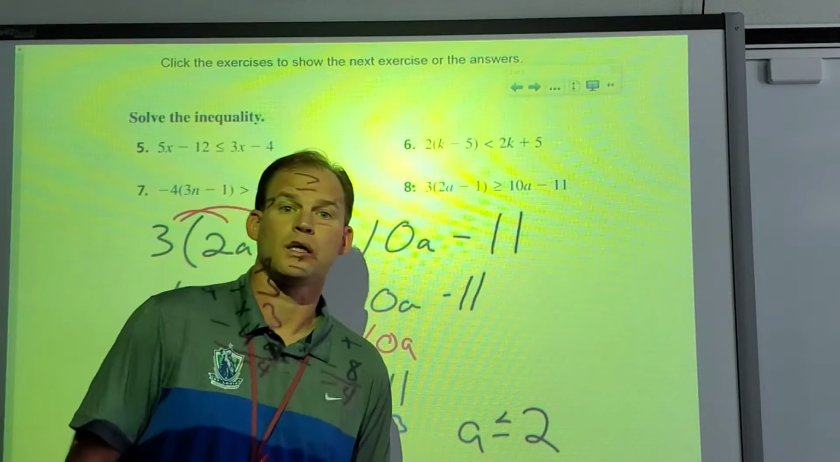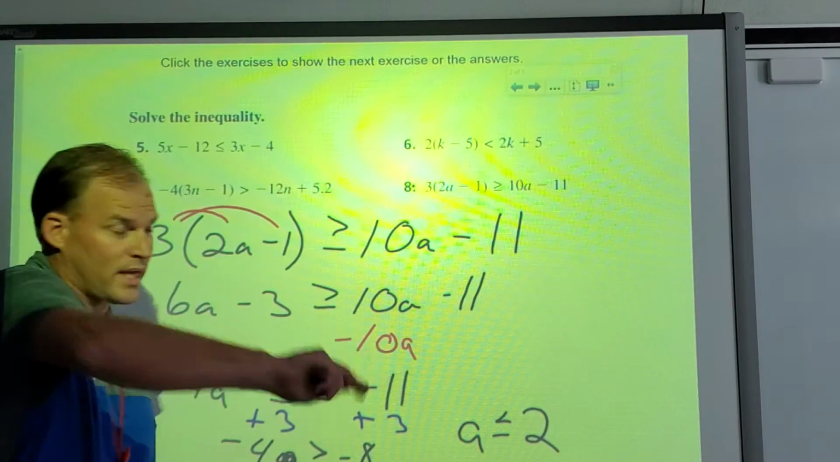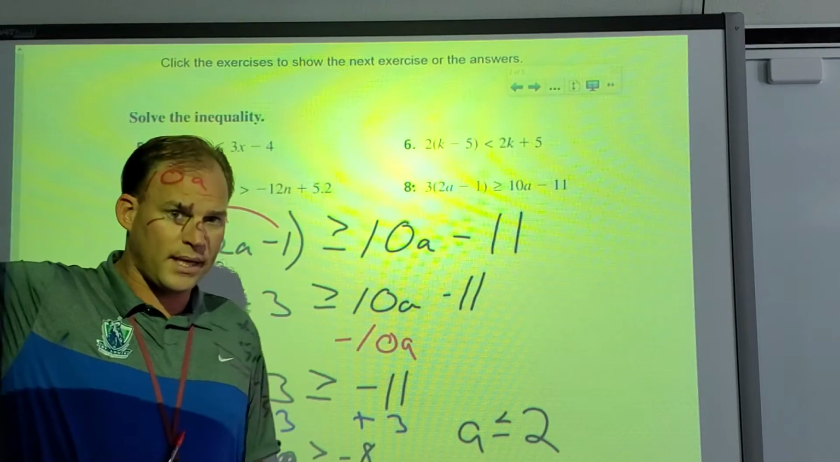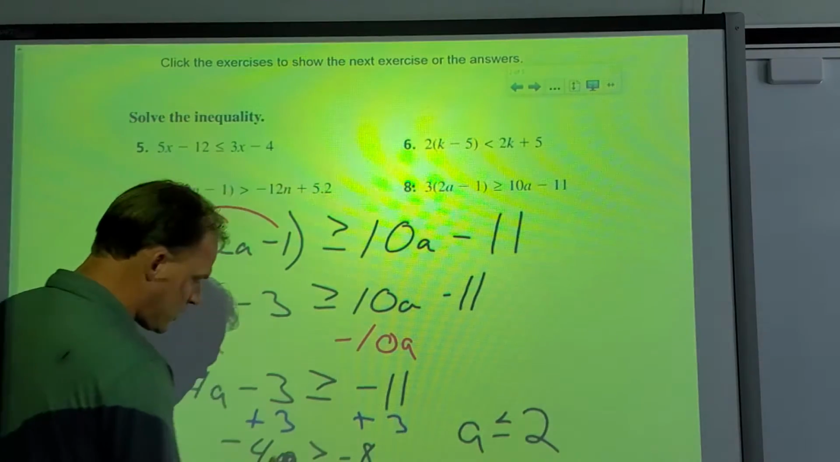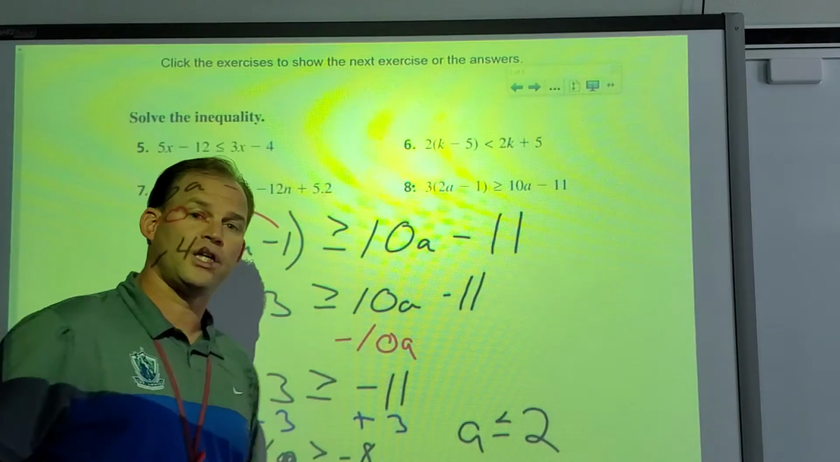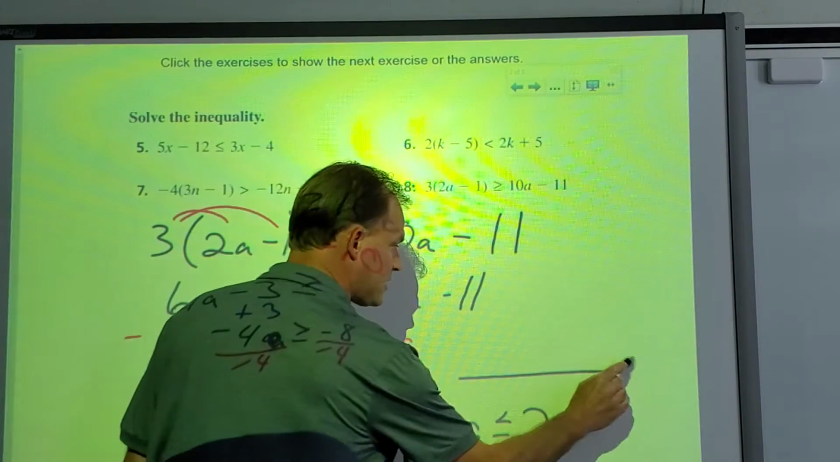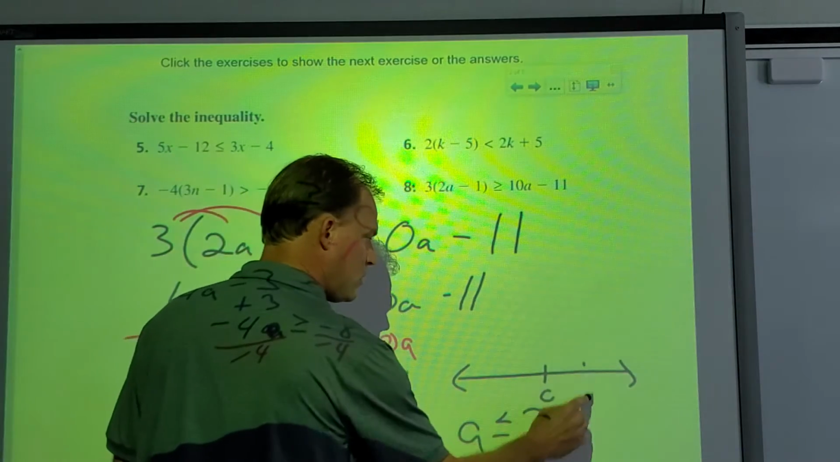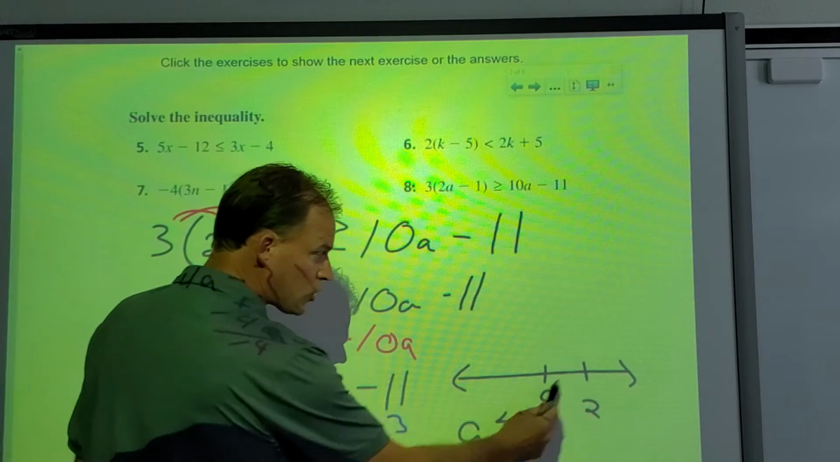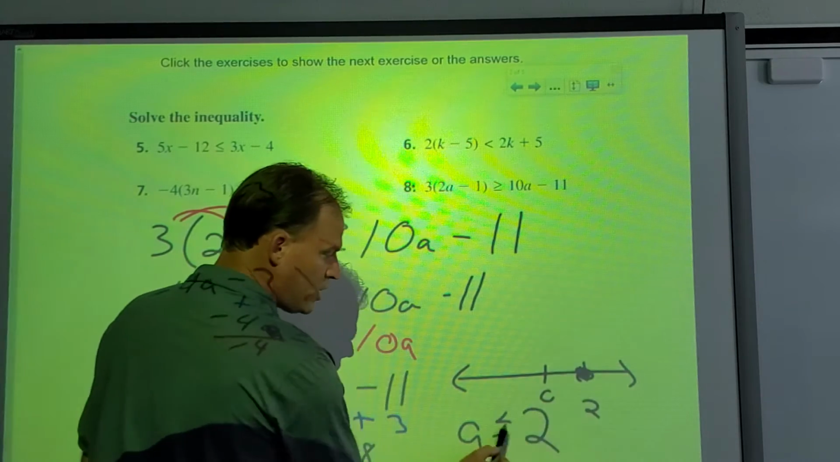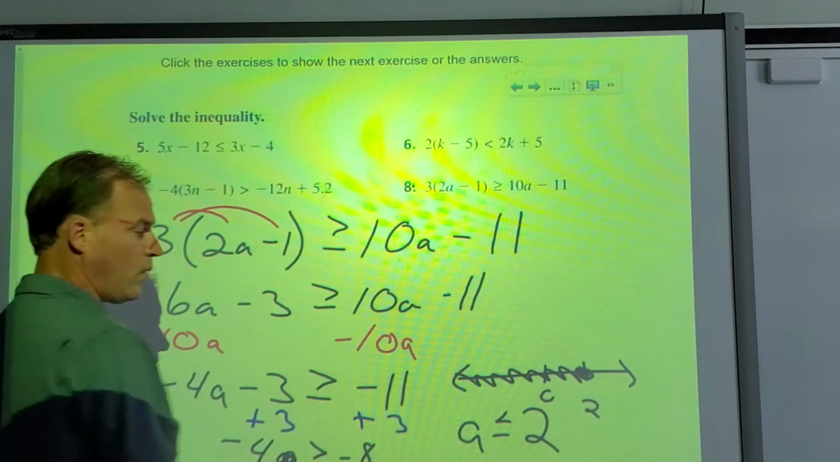Change the inequality around. Don't forget that rule. That didn't disappear over the weekend. That's gonna stay with us. So I divide both sides by -4, change the inequality. Now I can graph this, 0, 2. Is this open or closed circle? It is a closed circle, shades this way, graph this way.